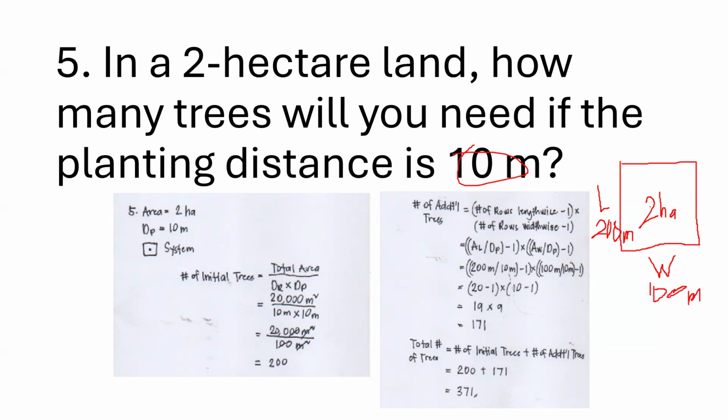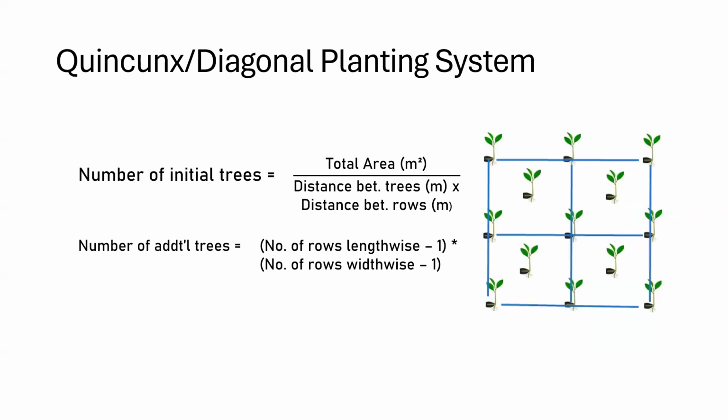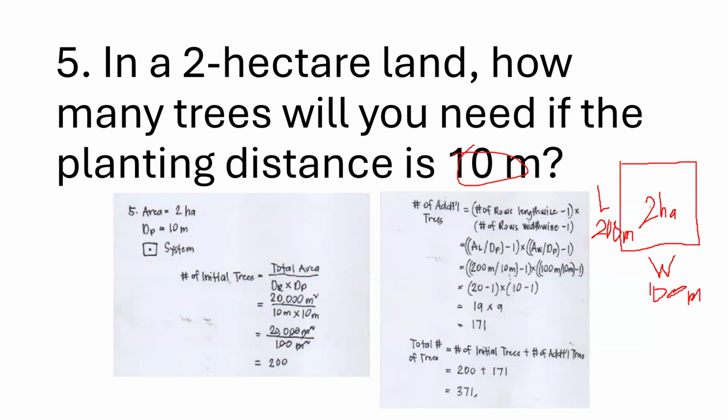So yung mga trees na nakapagitna or na naka-intercrop, yung mga trees dito is 171. So ang tinatanong yung all in all or yung kabuuan ng nabilang ng trees. So we'll combine natin yung number of initial trees sa number of additional trees. Total number of trees equals number of initial trees plus number of additional trees. 200 plus 171 equals 371.